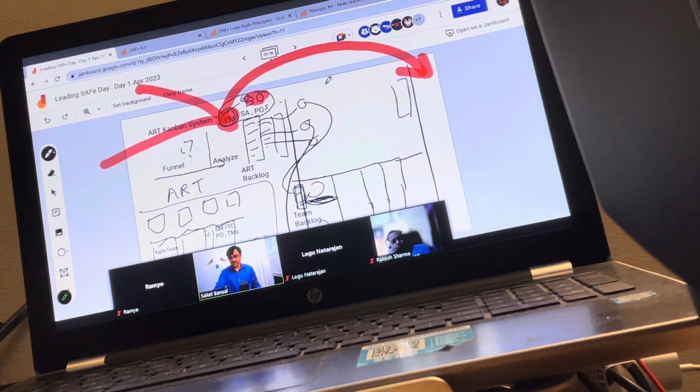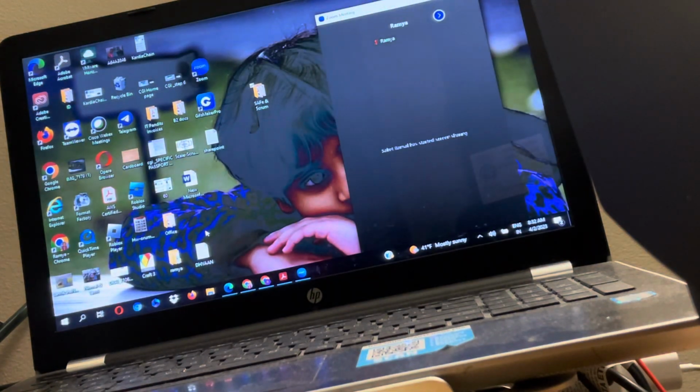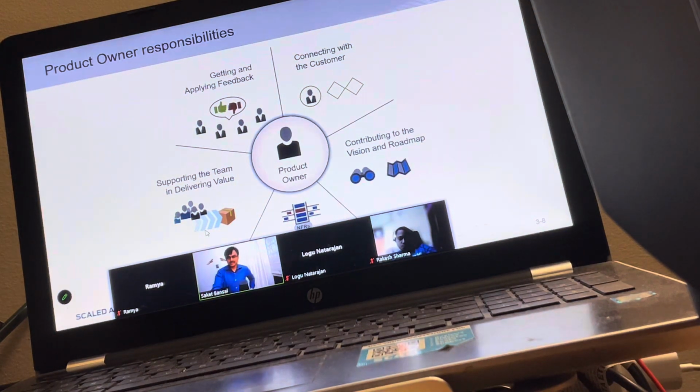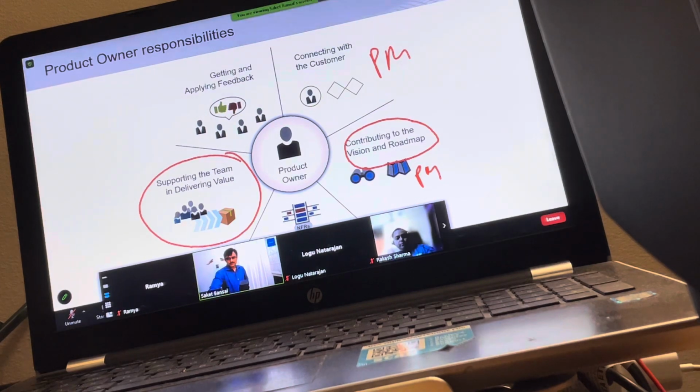We will learn about the product management role more, but that's the space where we can say this is the role of a product owner. In simple words: managing and prioritizing the team-level backlog, contributing to vision and roadmap with the help of product management, supporting the team in delivering value, which includes acceptance, clarity, clarification, iteration, review and everything, connecting with the customer with the help of product management, and giving and applying feedback at a team level, also at higher levels whenever relevant. So that's the product owner's roles and responsibilities.